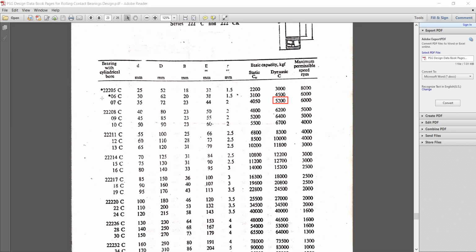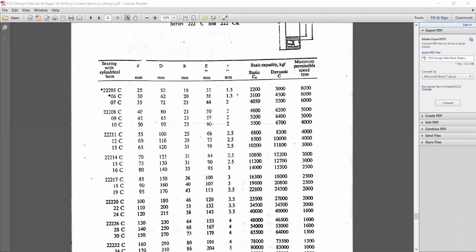So what is the designation of the bearing now? The designation of the bearing is 22207C with bore diameter 35, outer race diameter 72, width 23, and having a static capacity of 4050 with a maximum permissible speed of 6000 rpm. Okay, so in this way we need to select a suitable bearing.